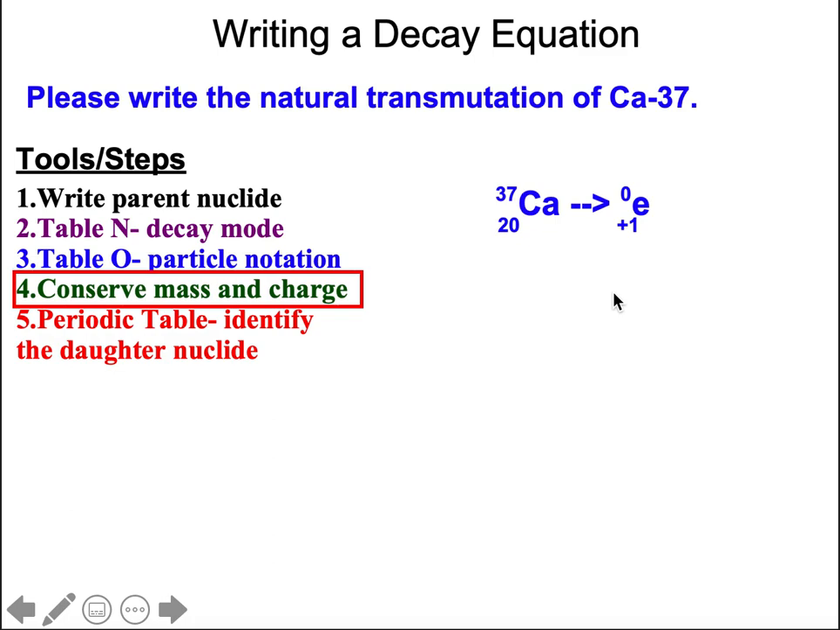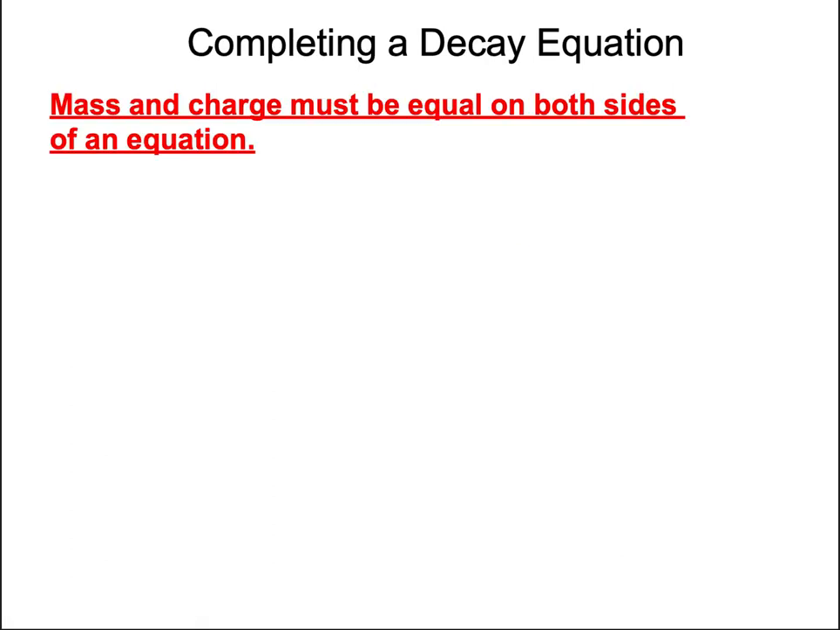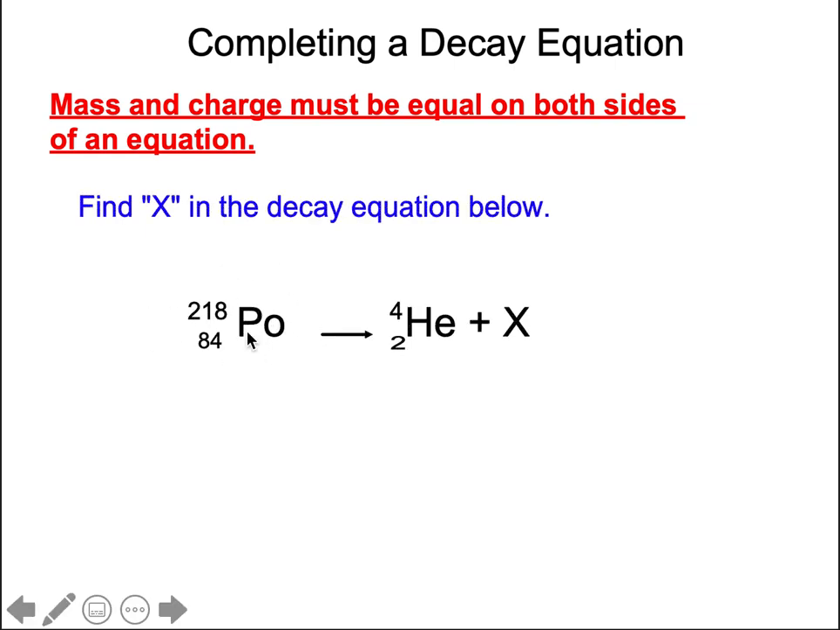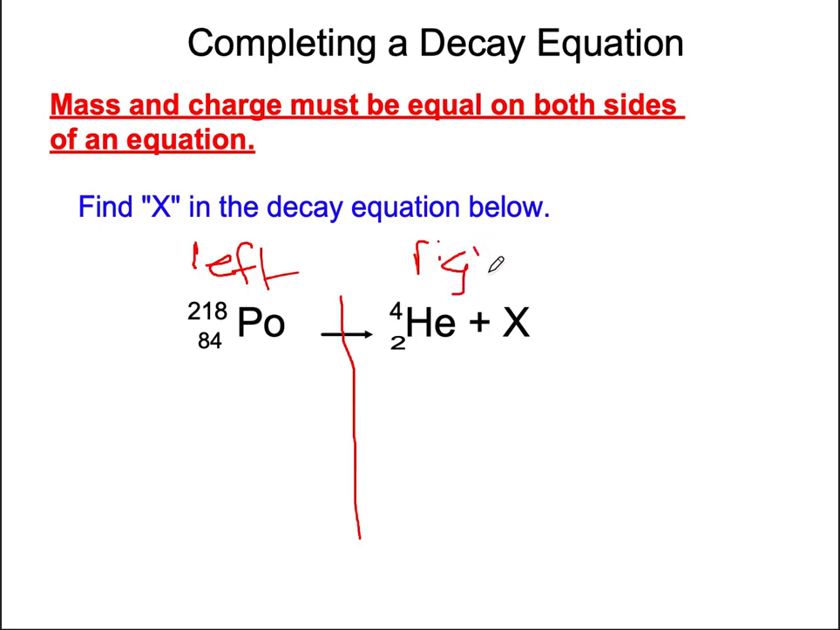And now we have to make sure that mass and charge are conserved. So let me explain what I mean by that. Mass and charge must be equal on both sides. So if I gave you this, we have polonium-218 going to helium and X. We need the mass and the charge on the left side of the equation to be equal to the mass and charge on the right side. So if I draw a little line here, we can think of it like the left side and the right side. They need to be equal. And you did this in the POGL.